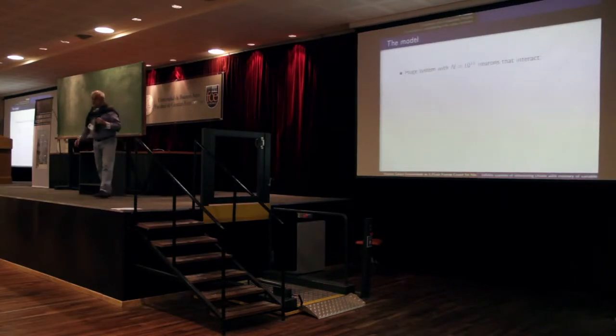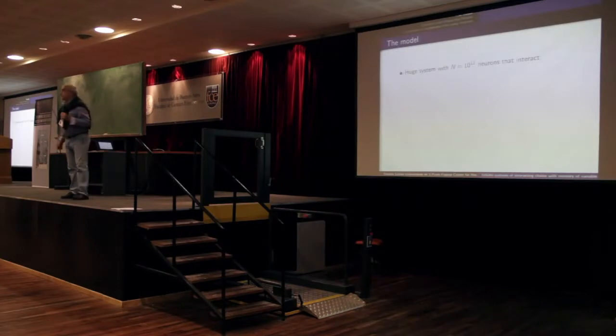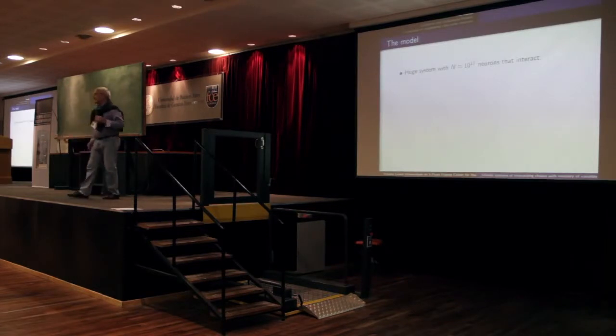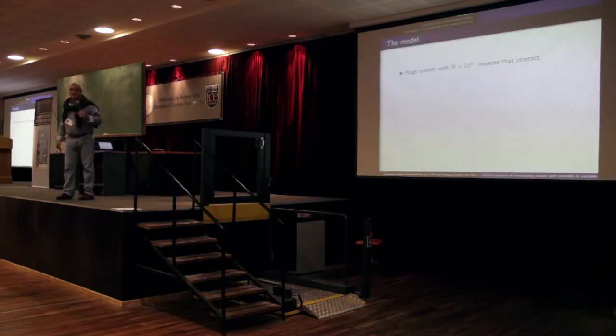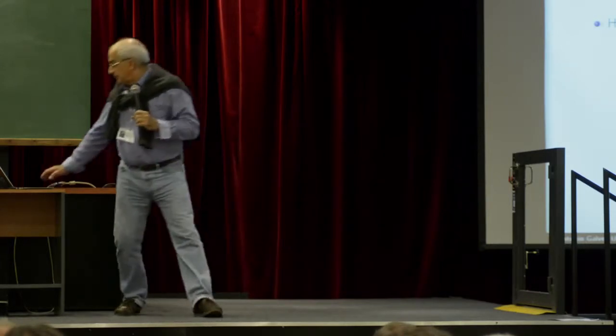Now, we have around 10 to the power 11 neurons. So you could say it's an infinite set of neurons, because 10 to the power 11 is infinite. In practical terms, finite is 10, 20, 30. After 1000 it is no longer finite. And this is 10 to the power 11.